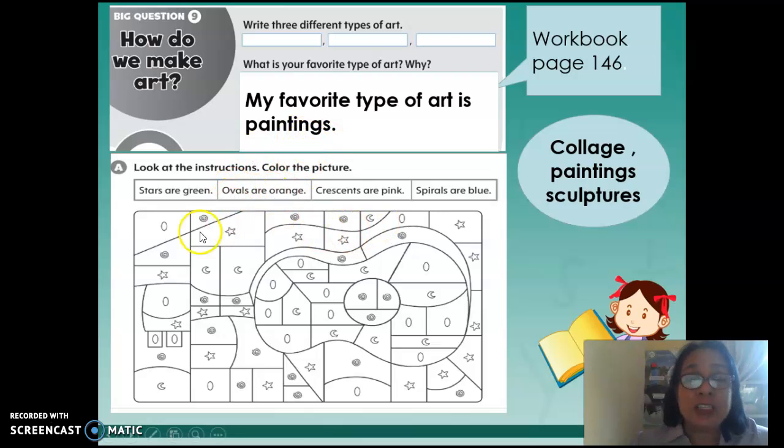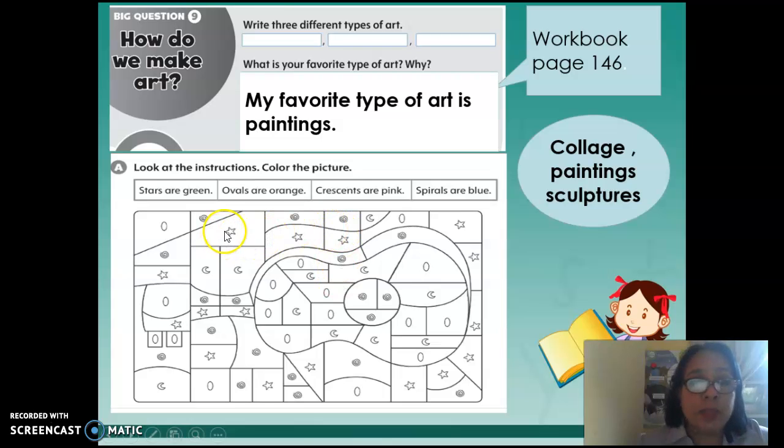Read the instructions. It says, look at the instructions and color the pictures. What are the instructions? These things in the boxes. It says, stars are green, ovals are orange, crescents are pink, spirals are blue. You will look for these shapes or forms in this painting and you will color.